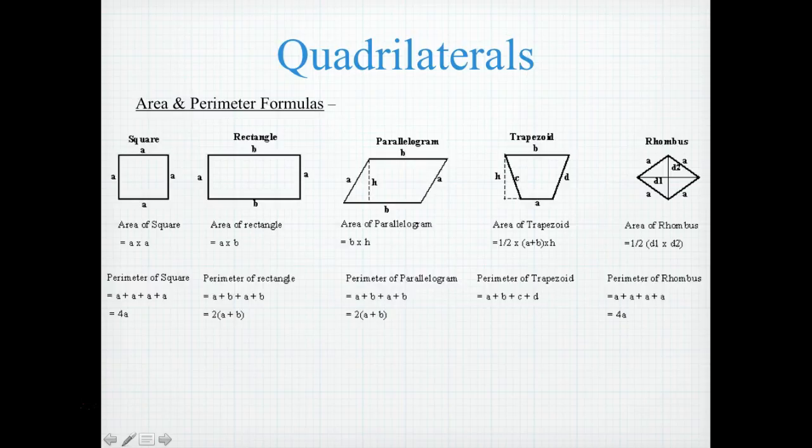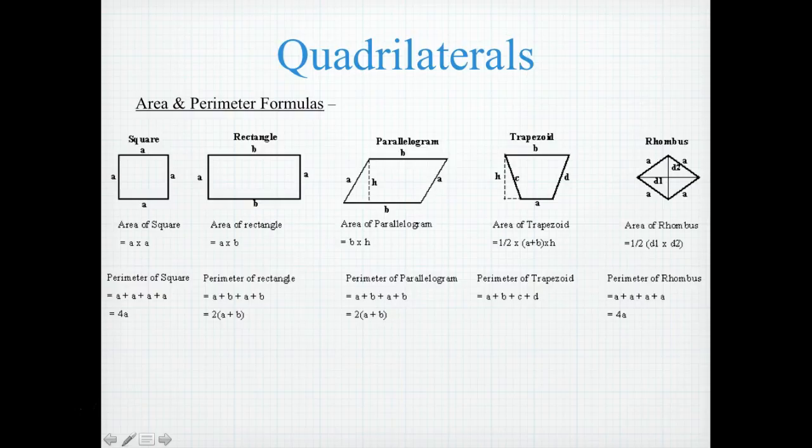Now, each of these different quadrilaterals has different formulas that can be used for area and perimeter. For the area of a square, we just take a side and multiply it by itself, a times a. For the perimeter, we just add all the four sides together, so that can be simplified as 4a. For the area of a rectangle, we take length times width, or in this diagram, it would be a times b. And for the perimeter, we take a plus b and multiply it by 2, because there's 2 a's, 2 b's.